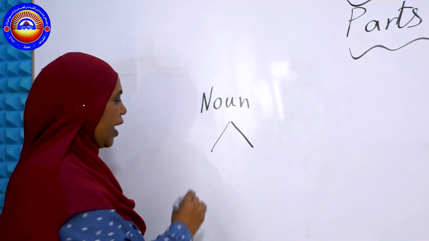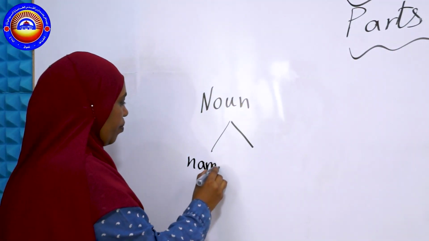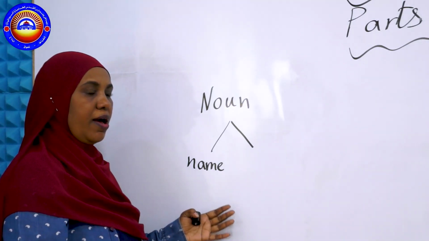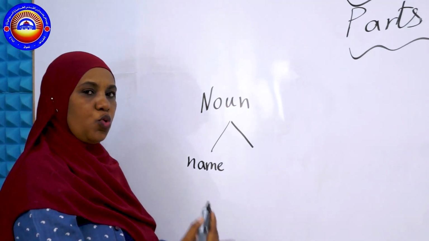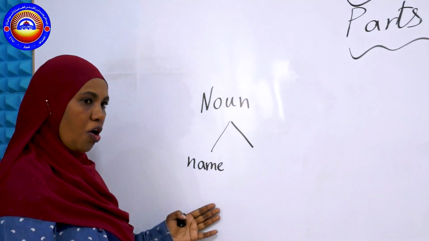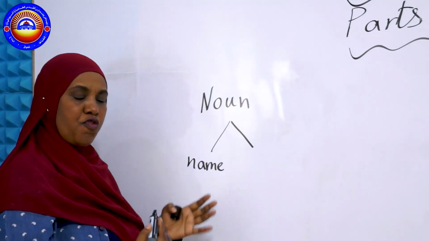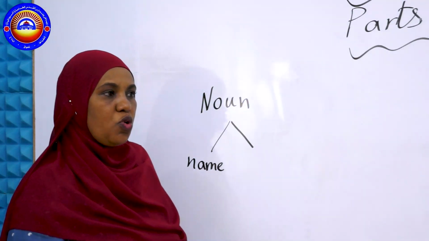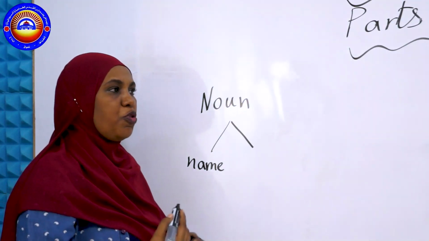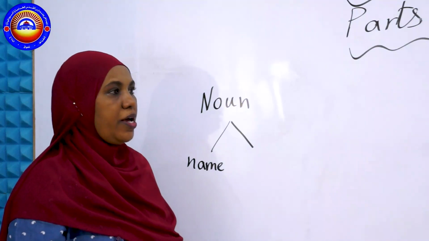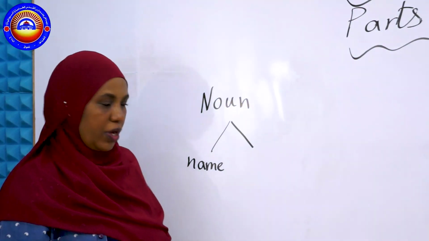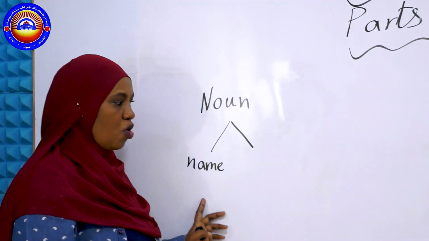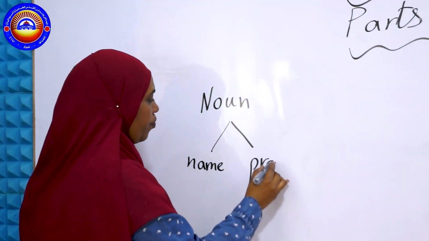The noun can be a name of someone: Ali, Khalid, Musa, Adam, Layla, Noha, Fatima. Or it can be another name for concrete things or animals or anything. For example, the cat, the dog, water, the door, just like this. So we always start with the noun. The noun can be a name or it can be a pronoun.